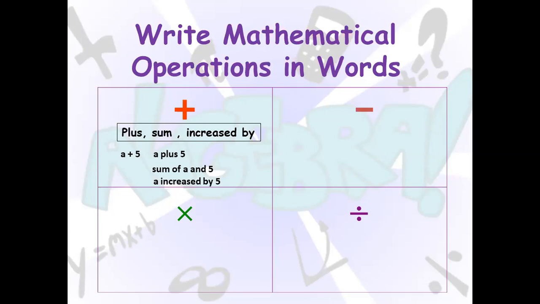Now again, I'm repeating, these are some of the basic ways which I have chosen, but there are more than these ways you can use. For example, you can even say a added to 5 or 5 more than a. There are many ways to say this, but these are the 3 basic words which I have chosen here. Okay, so hopefully this is clear how to write an expression using the words plus, sum, and increased by. Okay, let's move on to minus.